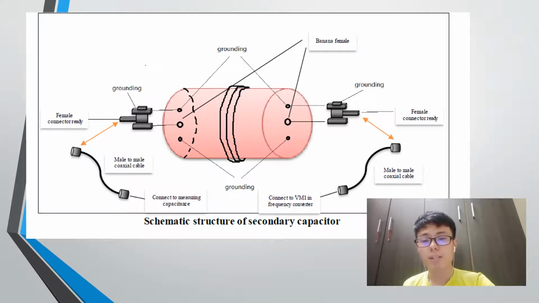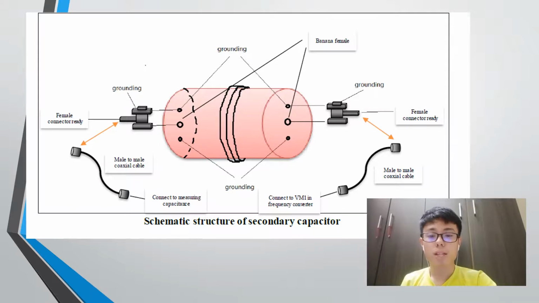Next, I will explain the symmetric structure of the secondary capacitor. This is a simple diagram for the secondary capacitor. At both ends of the secondary capacitor, there are 3 banana ports. The middle port is used for the current flow from the measuring capacitance to the frequency converter. The other 2 ports are used for grounding. The banana female connector is connected at both ends of the secondary capacitance, so that the male-to-male coaxial cable can be connected from the measuring capacitance to the frequency converter.